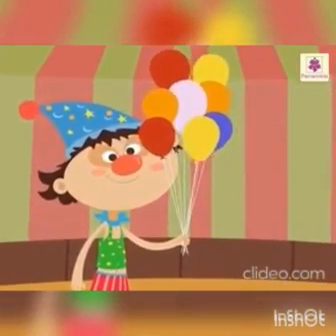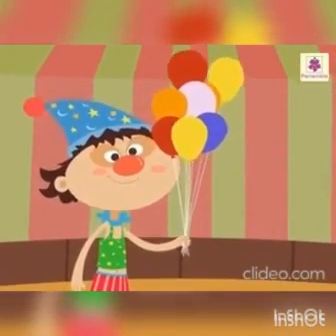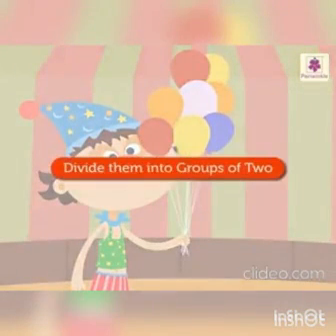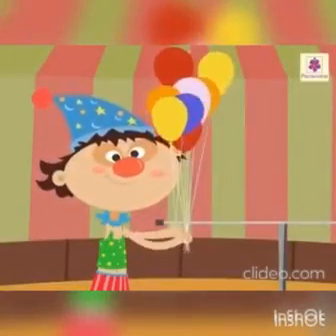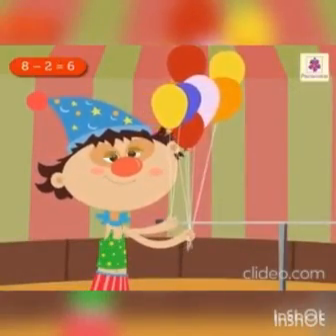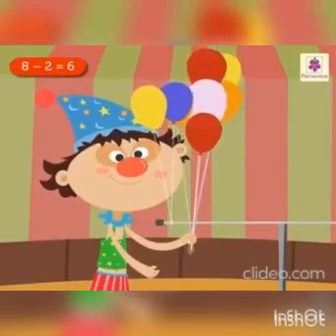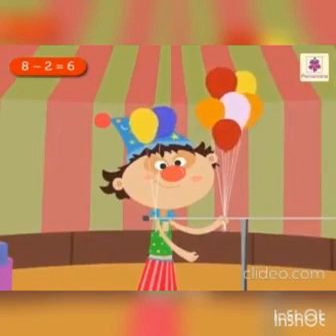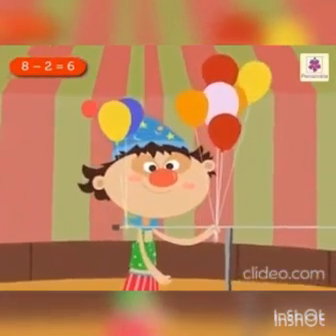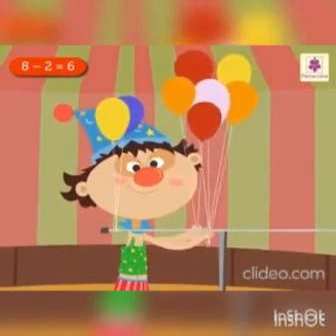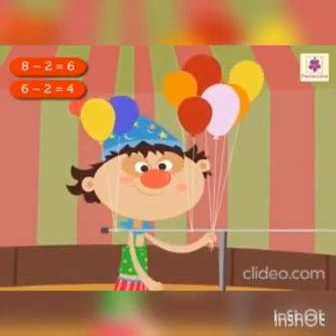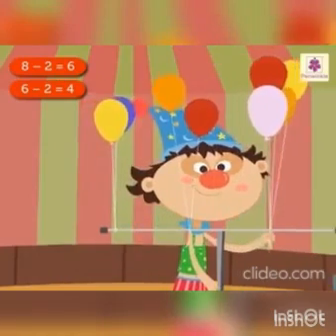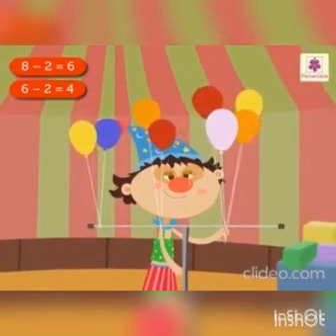Look, my dear children, Jojo has 8 colorful balloons in his hand. Jojo has to divide them into groups of 2. He ties 2 balloons from 8. Now he is left with 6 balloons. He ties 2 more balloons from 6. Now he is left with 4 balloons.